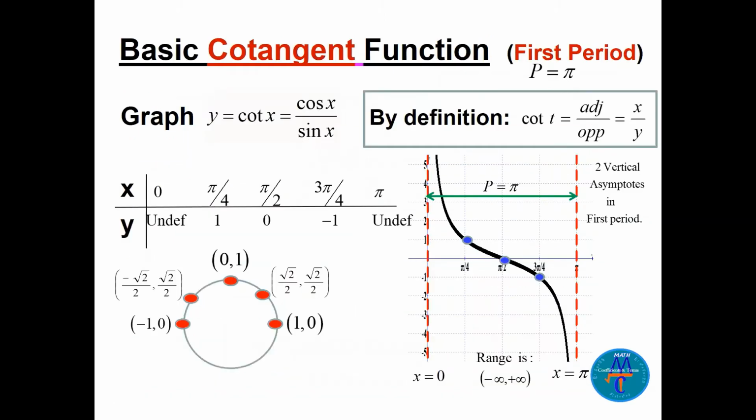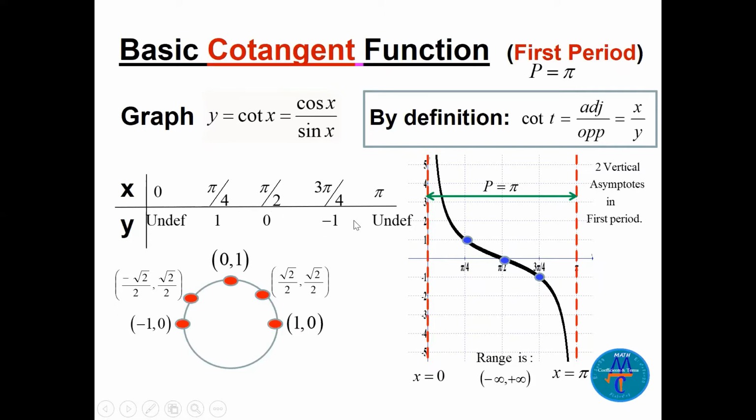Now the cotangent, we can start by plotting some points. I start from 0, pi over 4, pi over 2, 3 pi over 4, until pi, from 0 to pi. So I see cotangent of 0 will be cosine of 0 divided by sine of 0. That is 0 in the denominator, so it will give me undefined. Also, cotangent of pi will be cosine of pi divided by sine of pi, which will be undefined. So I can see in the first period of the cotangent, at 0 we have a vertical asymptote, and at pi also we have another vertical asymptote.